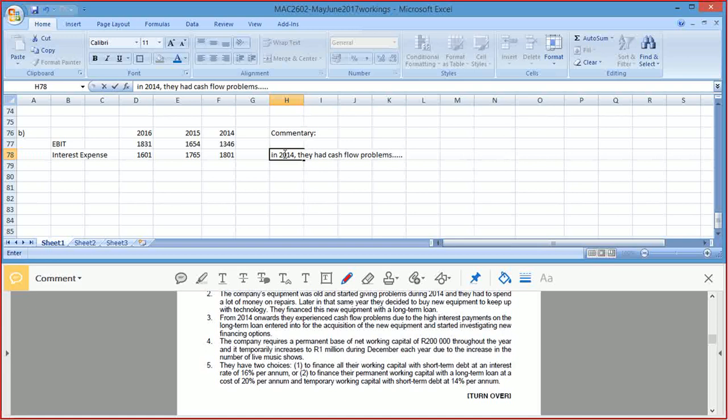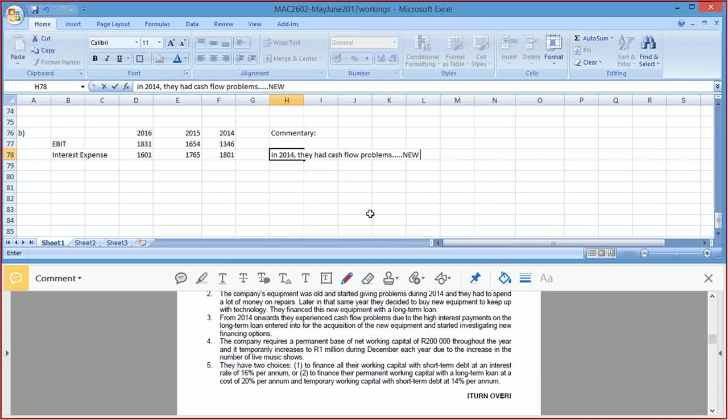What did they decide to do? They decided to finance this elsewhere. See, they said from 2014 onwards, they experienced cash flow problems due to the high interest rates on the long-term loan entered into in the acquisition of the new equipment, so they started investigating new financing options.